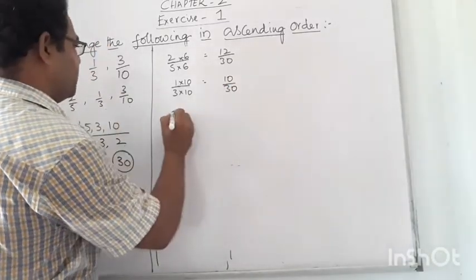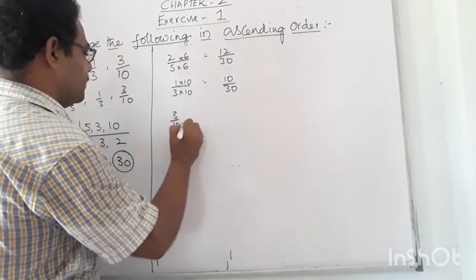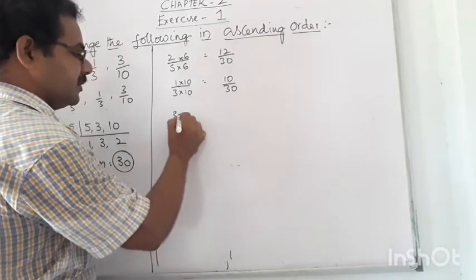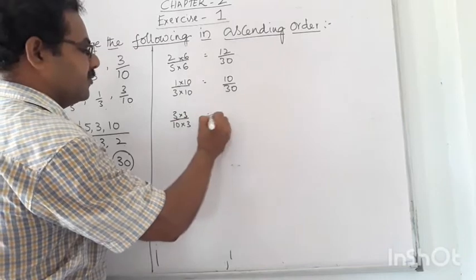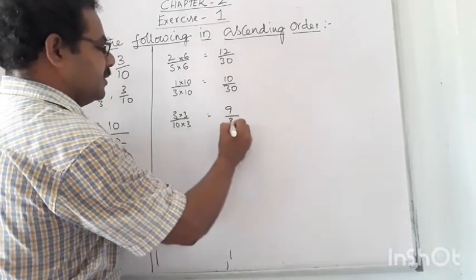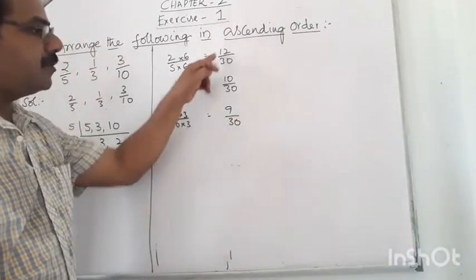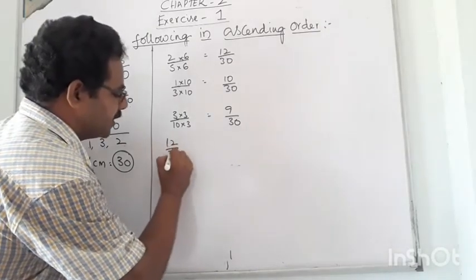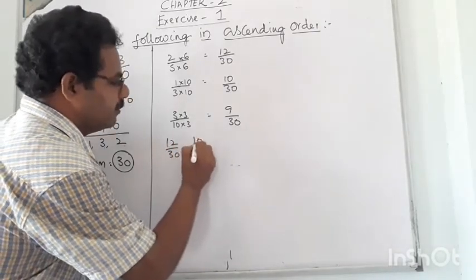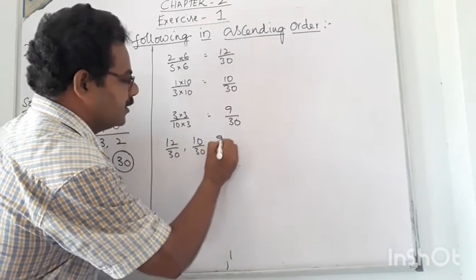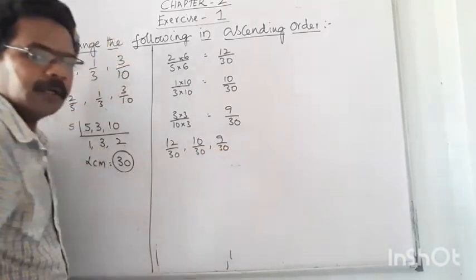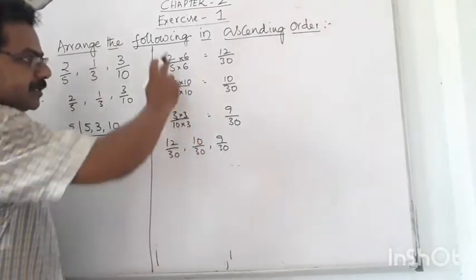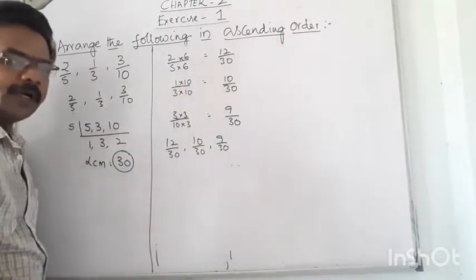And the third one. What is the third one? 3 by 10 they have given. 10 should be multiplied by 3 and 3 is also multiplied by 3. 3 threes are 9 by 30. So if you observe, all the denominators are the same. Now take those: 12 by 30, 10 by 30, 9 by 30. These are the three fractions. Instead of our fractions, we have written these three.